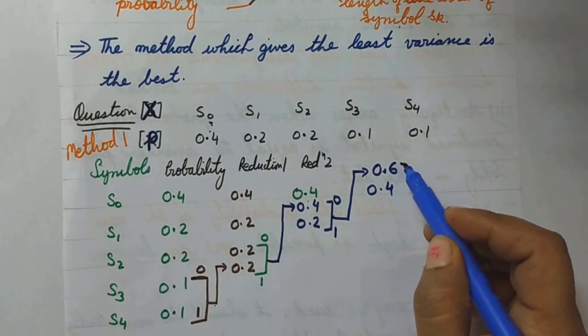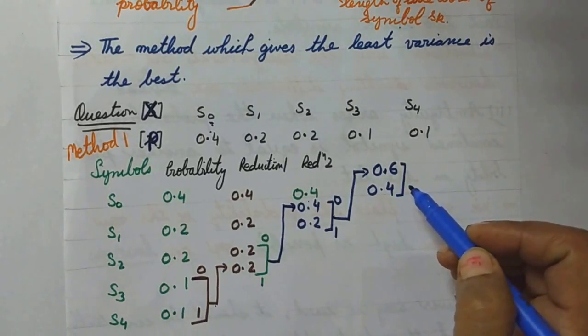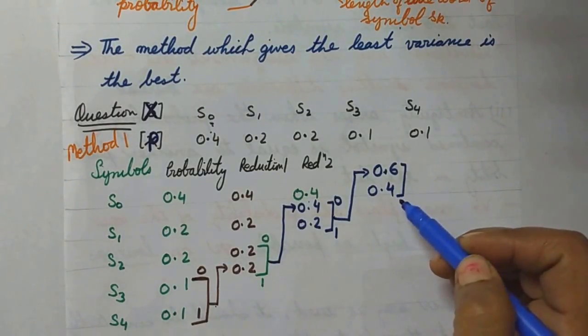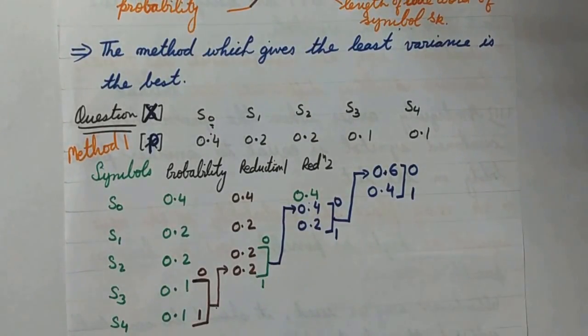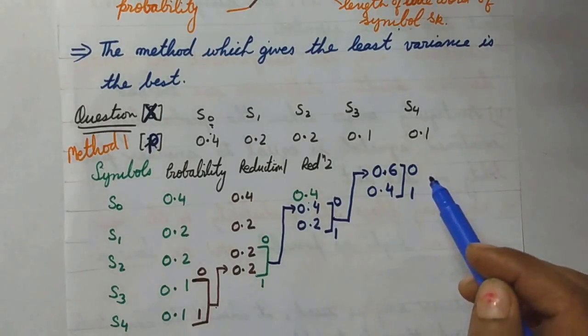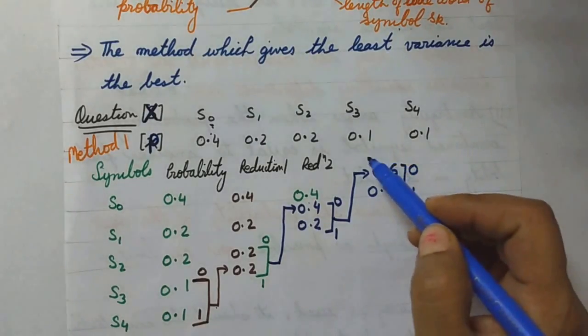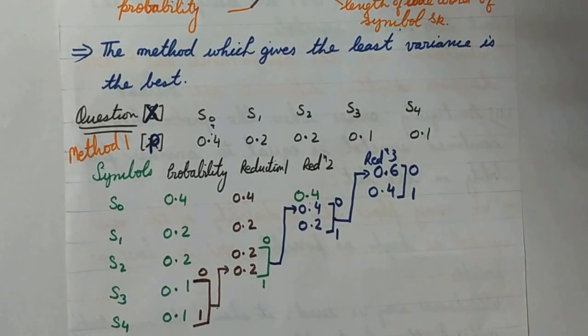And in the last stage, I combine them. No need to combine, because only two symbols are left. You have to assign them a code, so give them 0 and 1. So now no symbol is left without a code. And this is the last reduction, that is reduction number 3, or we say the third reduction.